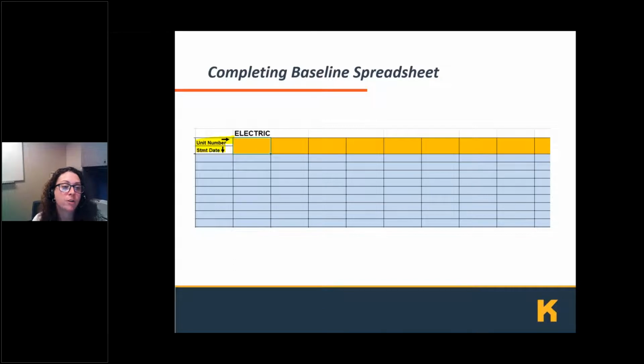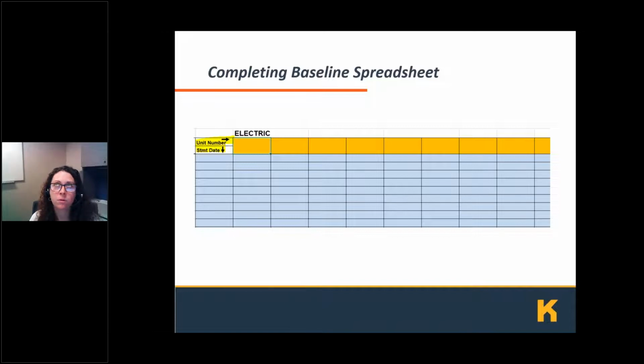All right, underneath unit number, it says STMT, statement date. For this statement date, you're going to look at the documents you received from the utility company. You'll want to make sure that the date range is accurate. You'll start with the oldest, and you can enter the statement date if you'd like to. You can enter the month.